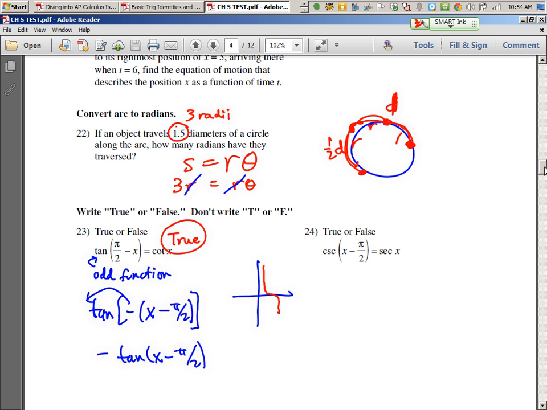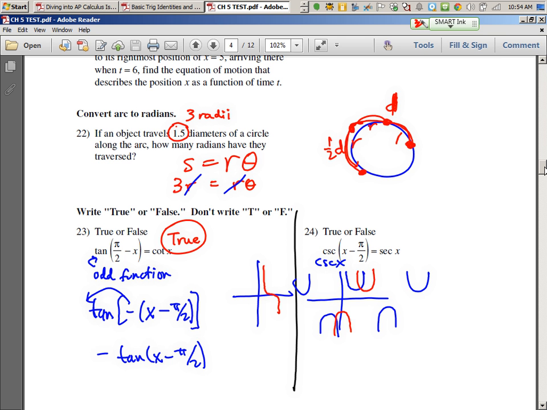Let's try the same idea with that one, except it's actually a little bit easier. This is just a right-shifted cosec graph, is all it is. So a right-shifted cosec graph would, if this is cosecant, if I right-shifted this thing, it would look like this. Pi over 2 is not a big shift. But I don't think that's a secant graph.